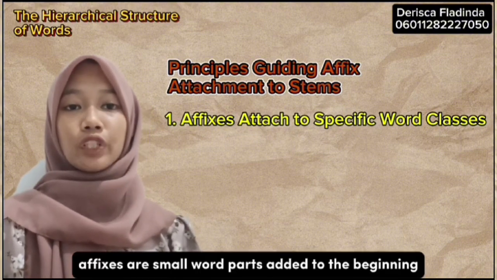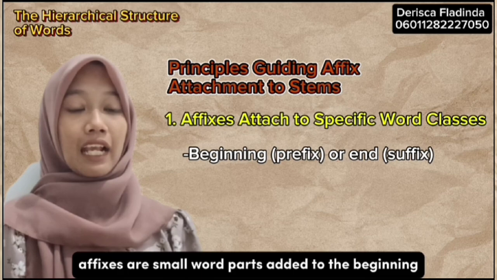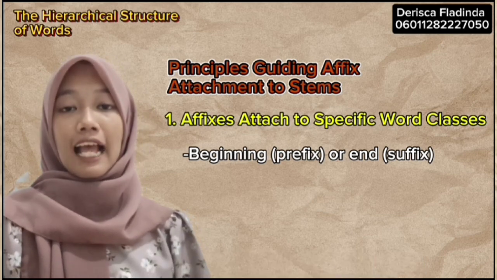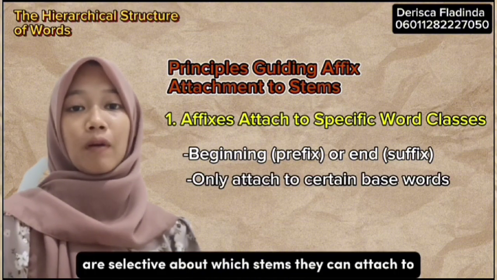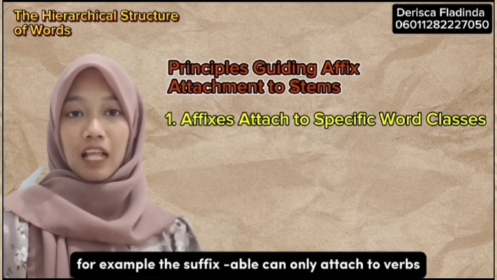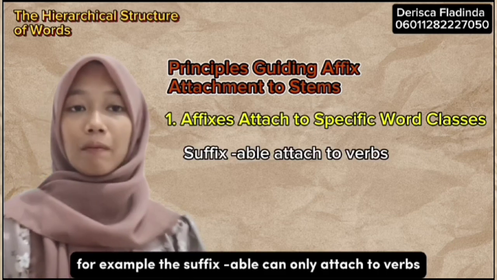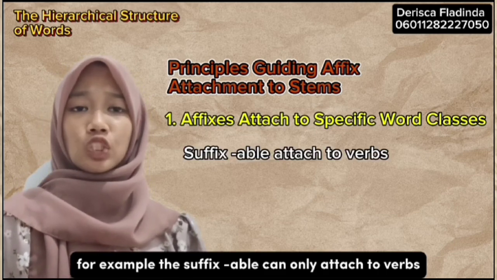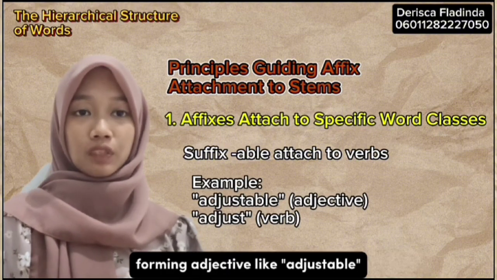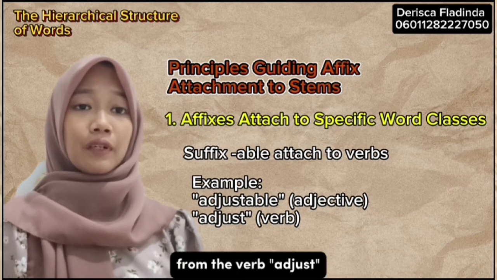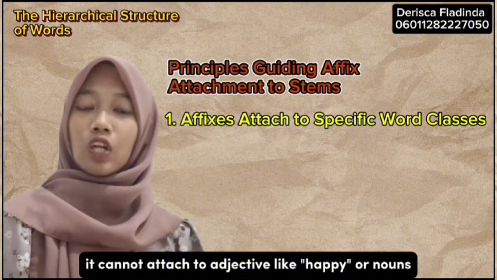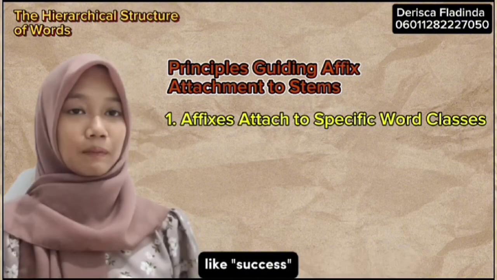Affixes are small word parts added to the beginning (prefix) or end (suffix) of a base word. Affixes are selective about which stems they can attach to. For example, the suffix -able can only attach to verbs, forming adjectives like adjustable from the verb adjust. It cannot attach to adjectives like happy or nouns like success.